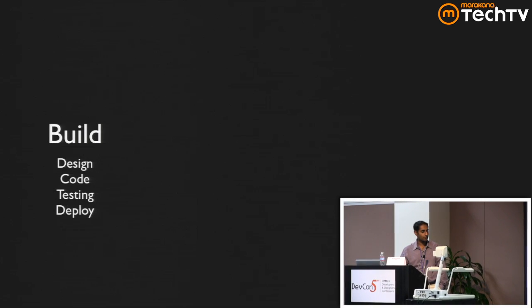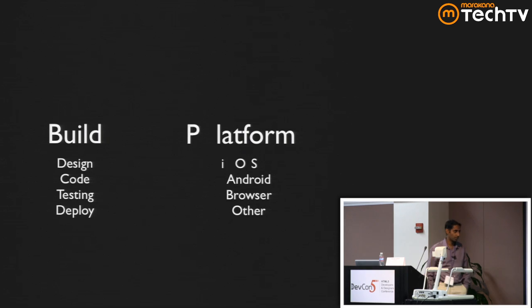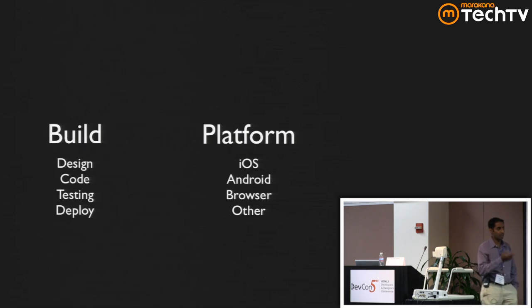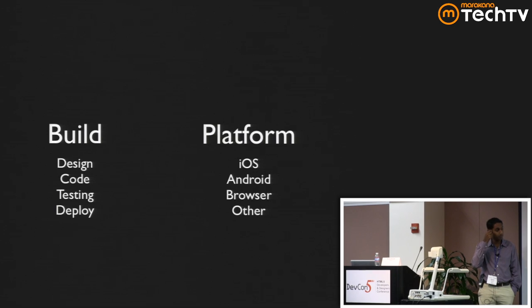So typically, for most products, this is your typical cycle. The one difference on mobile is that you are doing this across a number of platforms. The way we break our platforms down is iOS, Android, the browser, which we look at as a platform, and then currently the other devices: BlackBerry, Nokia, Windows Phone 7, Samsung, that type of stuff.